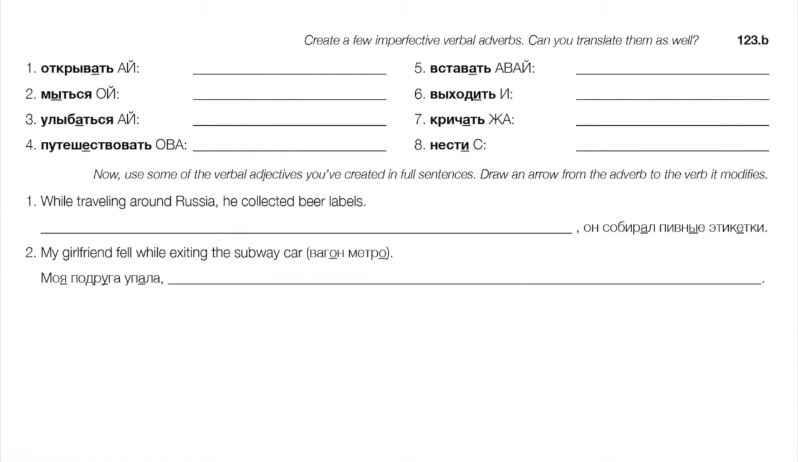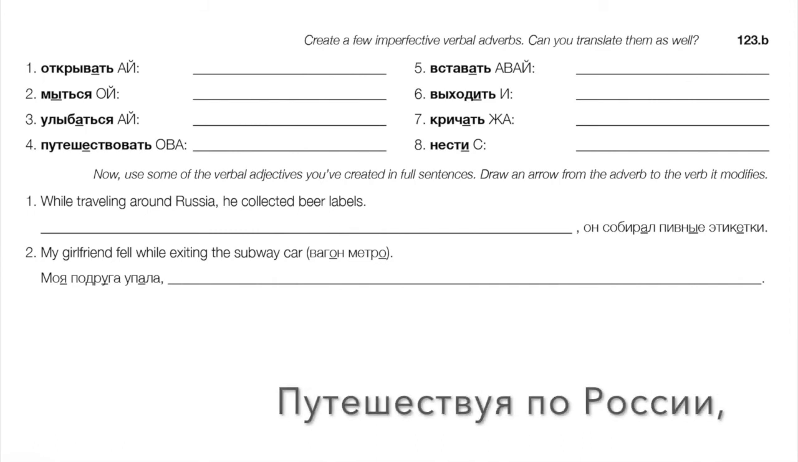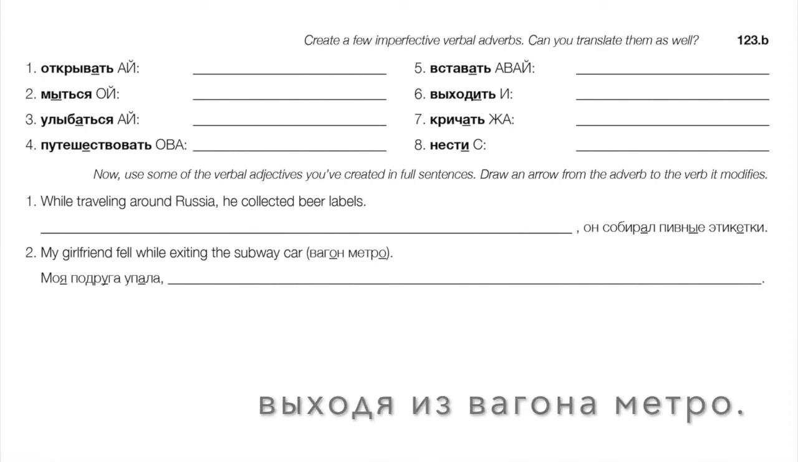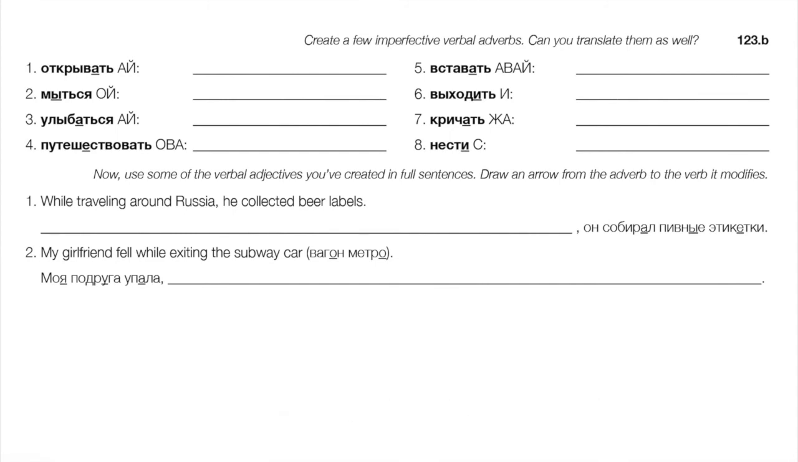Okay, so while traveling, путешествуя по России. Путешествуя, there's our verbal adverb. По России, traveling around Russia. Now, again, we don't have to worry about agreement. It doesn't matter what our subject is in the main clause. There's only one form for these verbal adverbs. Okay, my girlfriend fell while exiting the subway car. Моя подруга упала, coming out, exiting, выходя из вагона метро. Again, выходя is modifying упала. How did she fall? And we don't have to worry about agreement or anything like that.